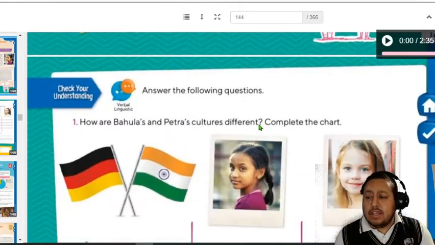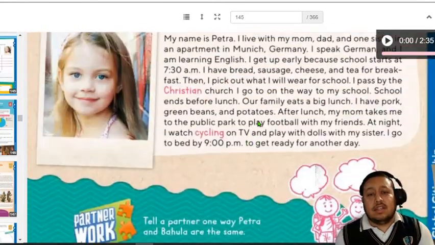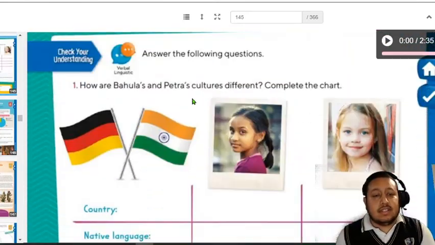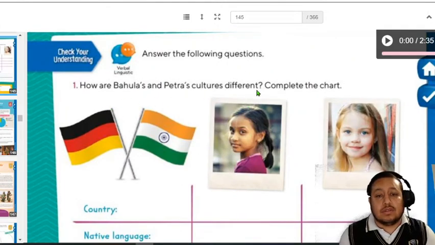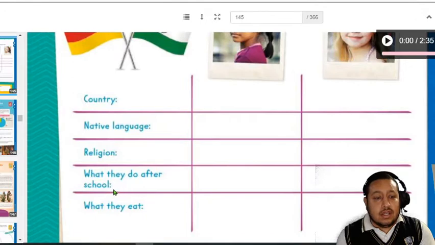And then on page number 121, we have an activity on these tags, right? It says here, answer the following questions. How are Bahula's and Petra's cultures different? Complete the chart. So country, what is the country of her and her? Native language. What is her native language? Her native language. Religion, what they do after school, and what they eat, right, in lunch.